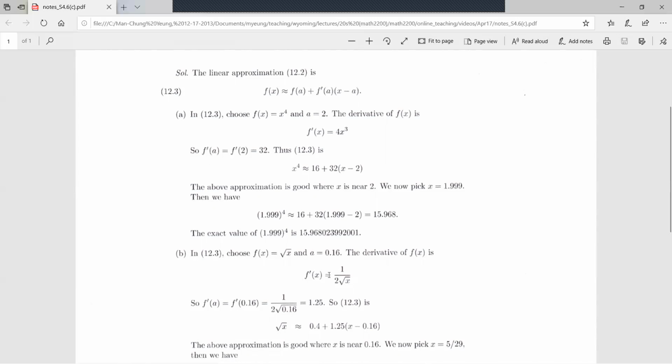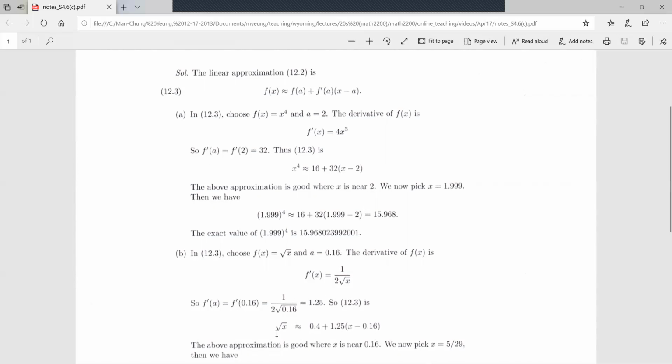Now, with all this information, the linear approximation becomes: the function is square root of x, and then the function value at a, square root of 0.16, is 0.4, plus the derivative at a, 1.25, times (x minus a). This is the linear approximation of square root of x at the point a. a now is 0.16.